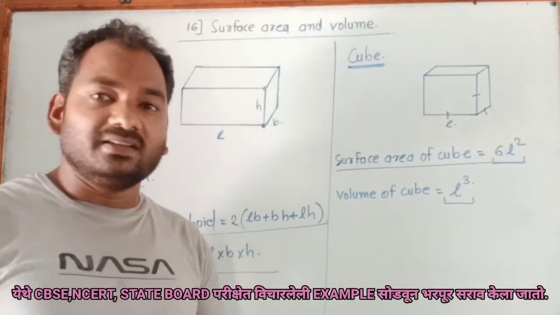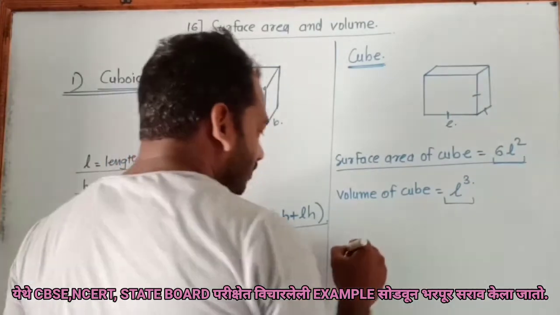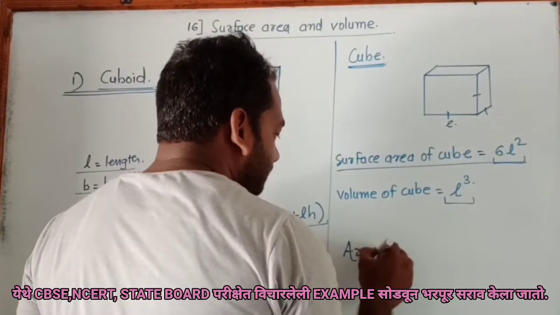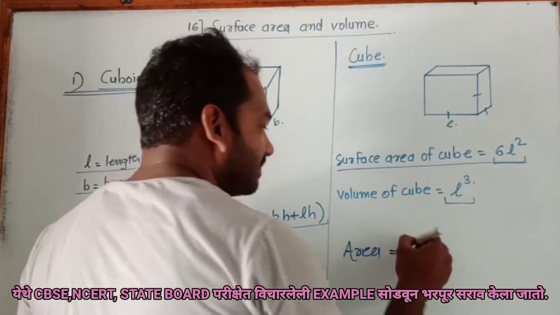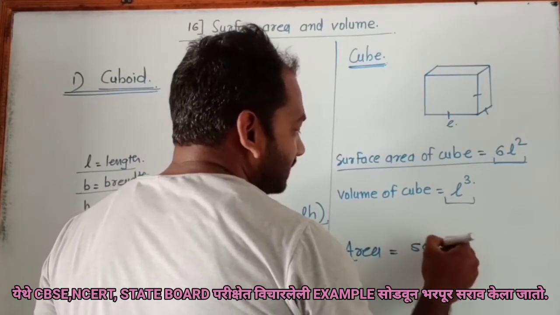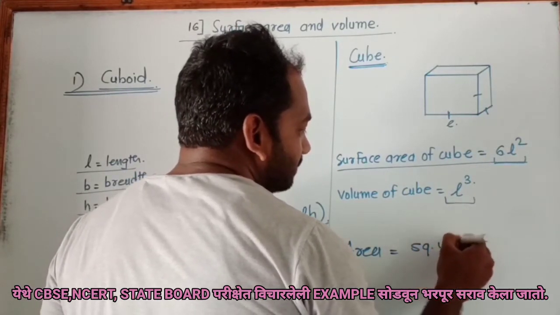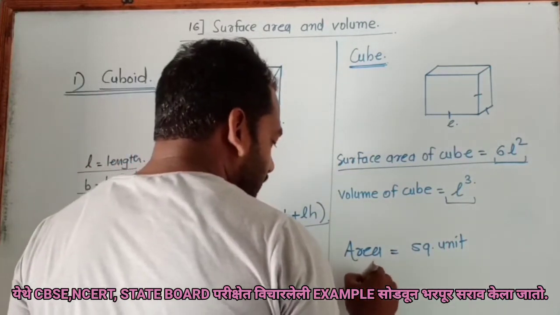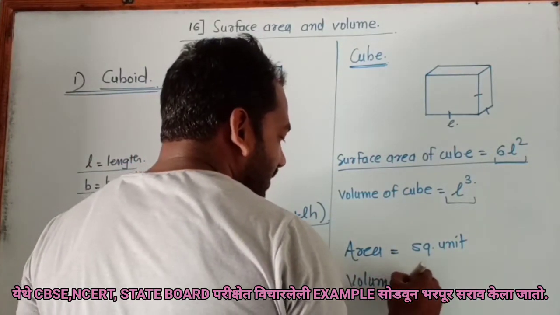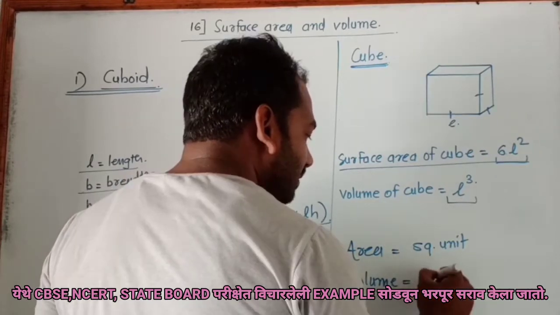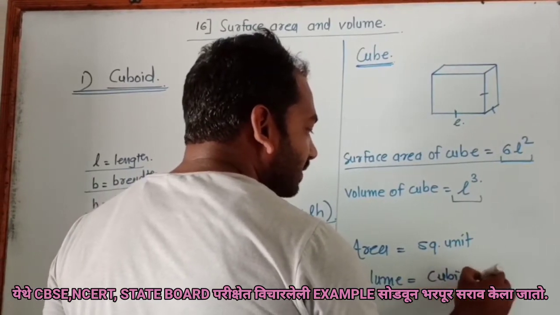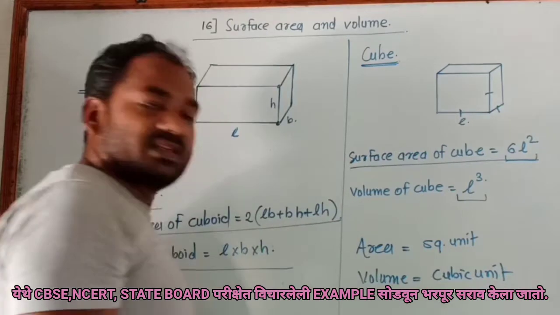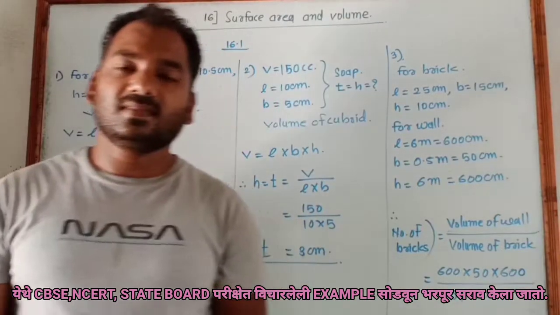One more important thing you have to remember: any area is measured in a square unit, and any volume is measured in a cubic unit. This we have to remember here.